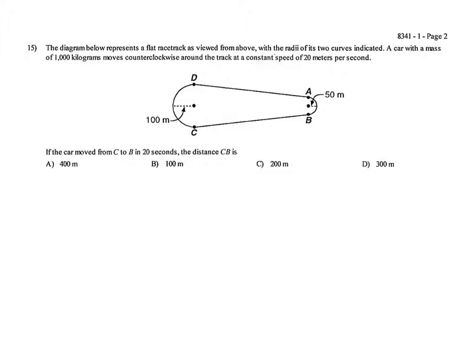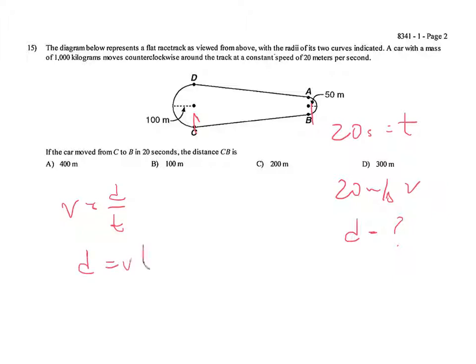This last question, number 25 or number 15, asks about if it takes a car 20 seconds, so that's my time, to go that distance, and it's traveling at a speed of 20 meters per second, then what's the distance? So we have v is equal to d over t, and I want to know d, so that's going to be v times t, which will be 20 meters per second times 20 seconds. Seconds will cancel out, and you're left with 400 meters.